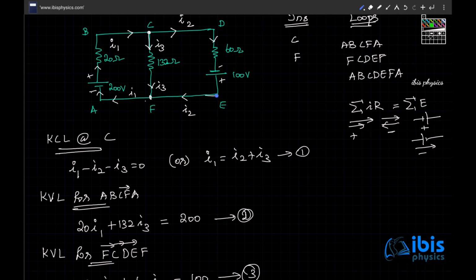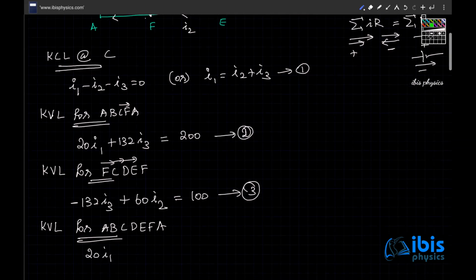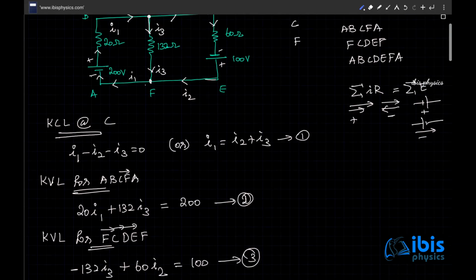D to E, when you move from D to E, the current is also from D to E, so plus 60 I2, and there are no other resistors, E to F, F to A. So A, B, C, D, E, F, A, only two resistors.